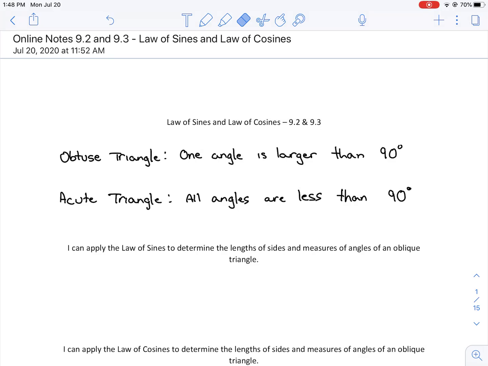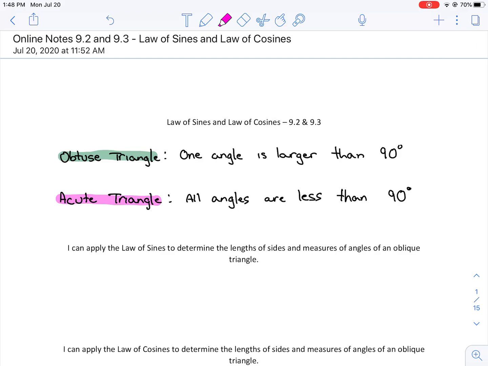Hello class, in previous lessons you've learned how to use the given information about a right triangle to find the remaining angles and sides of the triangle, and that's great. However, not all triangles are right triangles. So what do we do when the information that is given is about an obtuse triangle or an acute triangle?